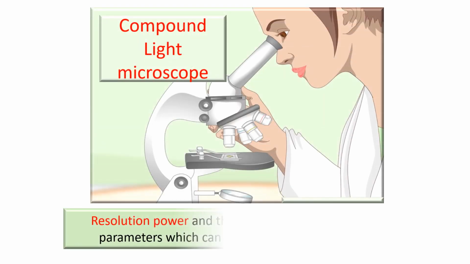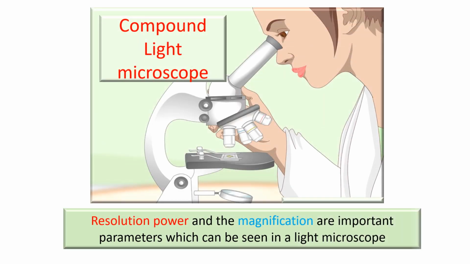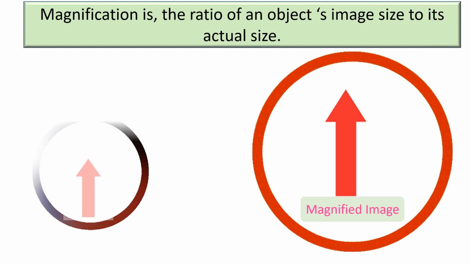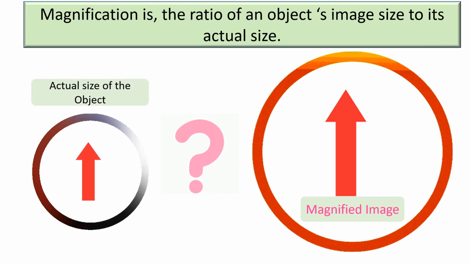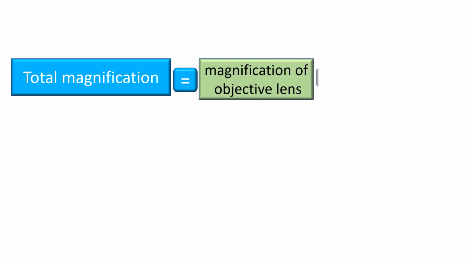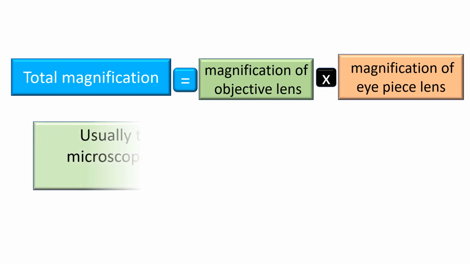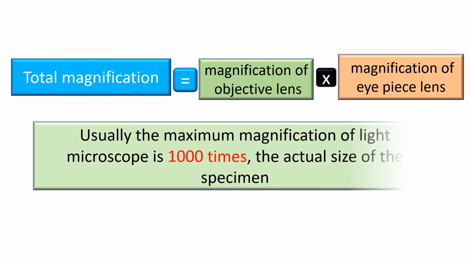Resolution power and magnification are important parameters in a light microscope. Magnification is the ratio of an object's image size to its actual size. Total magnification equals the magnification of the objective lens times the magnification of the eyepiece lens. Usually the maximum magnification of a light microscope is 1000 times the actual size of the specimen.